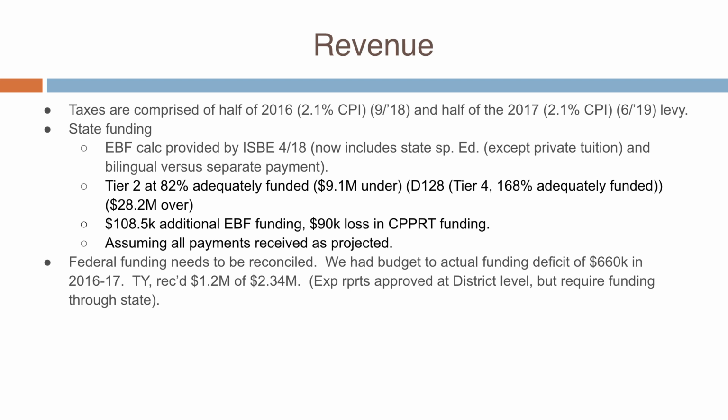$108,500 additional in evidence-based funding. We do need to consider that there was a loss in the corporate personal property replacement tax. There was a $90,000 loss from that, so there is in essence a net of $18,500. We are assuming all payments are received from the state within this model, and we are continuing to work to reconcile federal funding as it relates to the revenue within our budget.